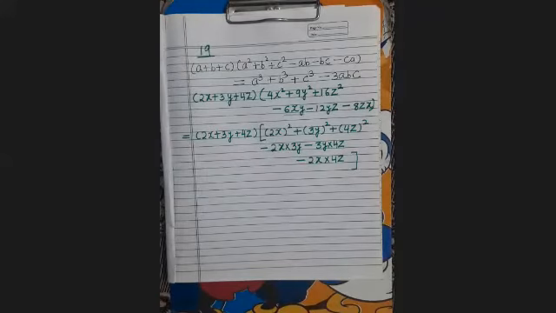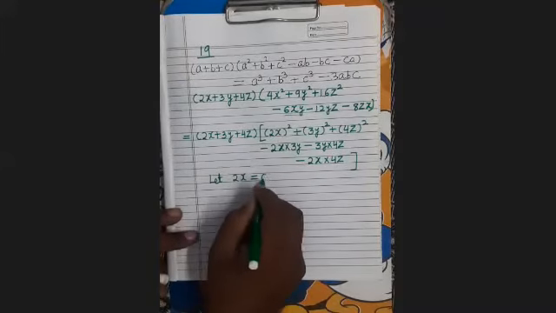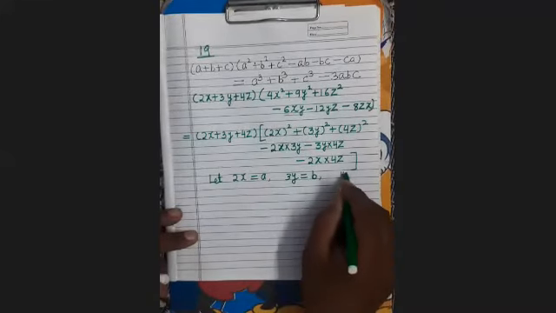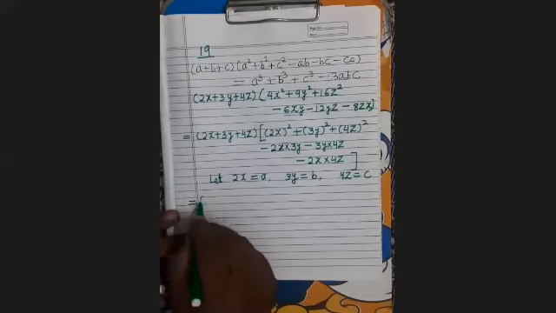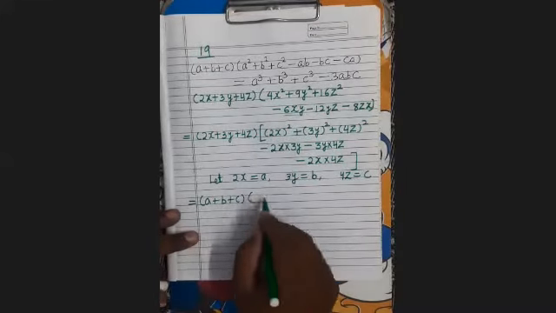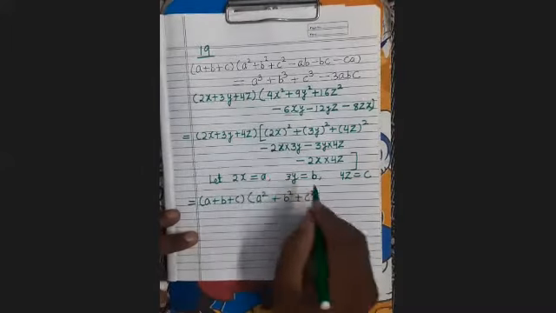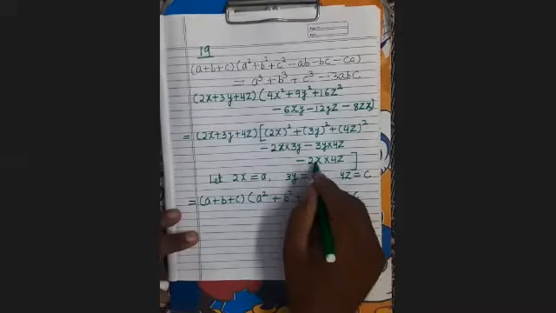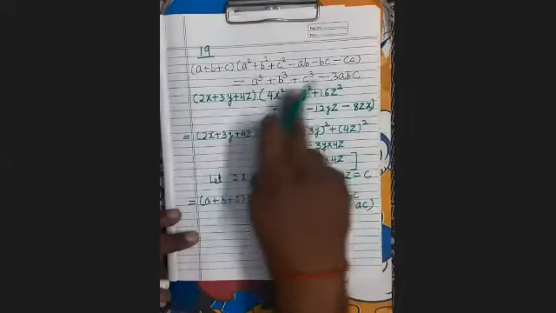Is it clear? So let 2x be a, 3y be b, and 4z be c. In one bracket it will be a plus b plus c, and in the other bracket it will become a square plus b square plus c square minus ab minus bc and minus ca. And we know that it is equal to what?